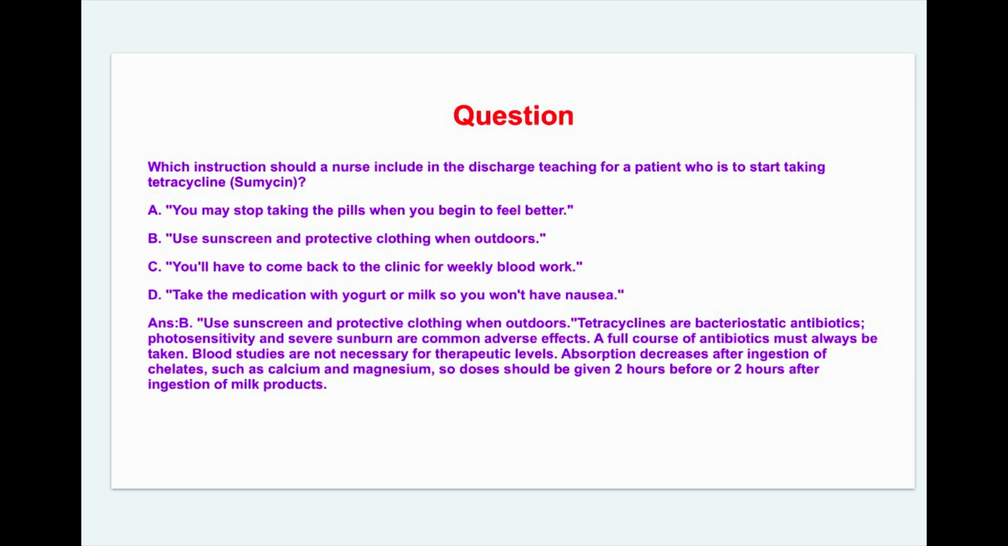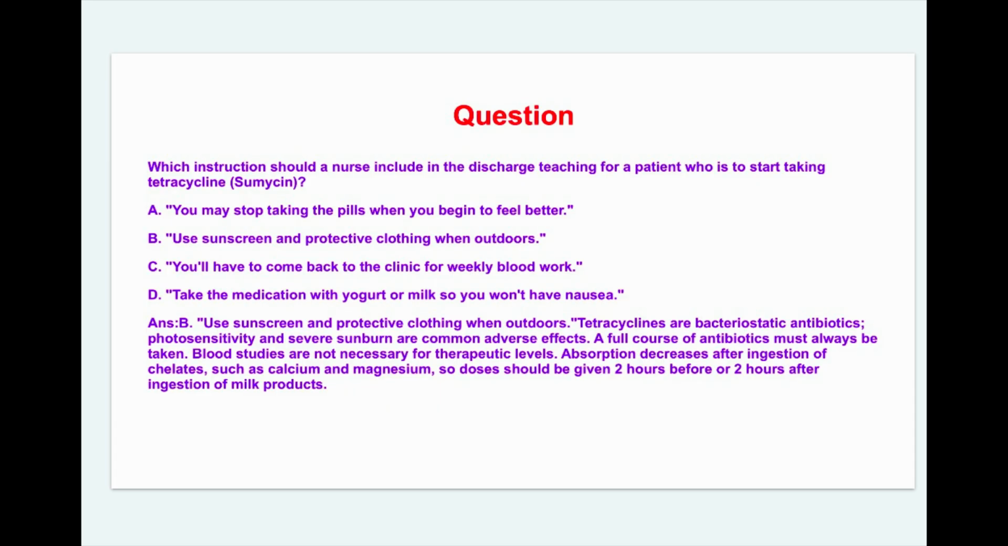Next one is: which instruction should the nurse include in discharge teaching for the patient who is starting tetracycline? The answer is use sunscreen and protective clothing when the patient is outdoors. I already discussed in the previous question that if you are taking those medications, you always need to put on sunscreen, long-sleeved clothing, and eyeglasses, and not be exposed to the sun, so you protect your skin. That's about everything.